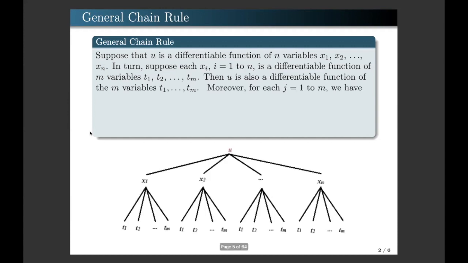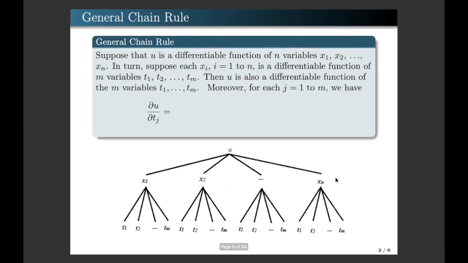How? Our tree of dependency now looks like this. We have the variable u on top here. We have branches below pointing to the x sub i's. So we have x sub 1, x sub 2, up to x sub n here. Under each x sub i, we have sub-branches pointing to the t sub j's. So we have here under x1, t1, t2, up to t sub m. Same is true for x2, and so on, up to x sub n.